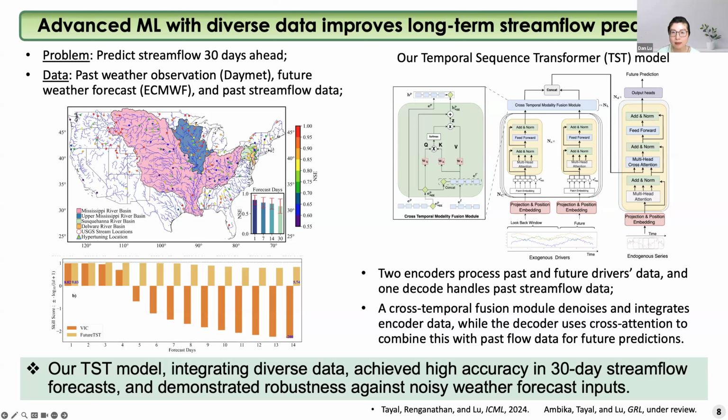We applied this method to forecast the streamflow 30 days ahead at the major US basins. Results indicate that our TST models outperform the process-based hydrological model, achieving higher prediction skill scores and maintaining strong performance even with noisy weather forecast inputs. This study highlights the potential of advanced machine learning models like the TST in enhancing the prediction accuracy and temporal generalizability by effectively integrating diverse datasets.